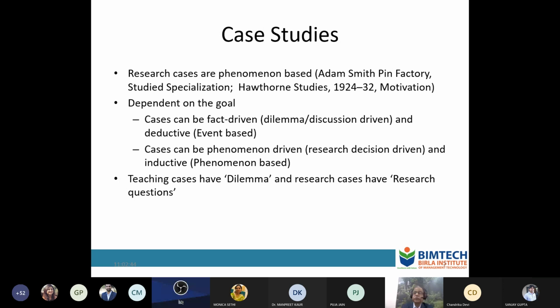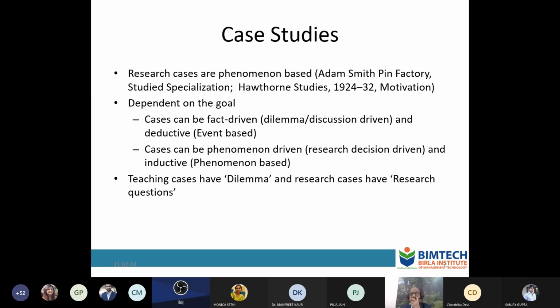Similarly, the Hawthorne study was again done to study productivity under well-lit conditions, or under changing illumination. That was the objective. And what we found was motivation. So motivation, specialization, these are phenomena. The study was carried out in a case context, because it was done within a factory with a defined number of people, with defined number of processes. So it is a case situation, and that is what a phenomena-based case research study is.